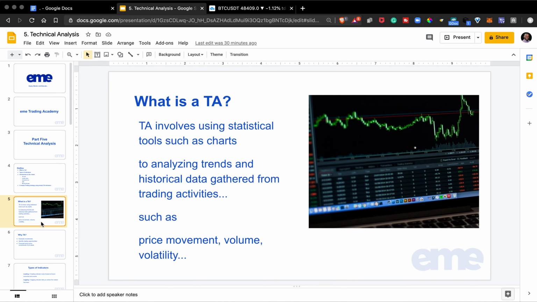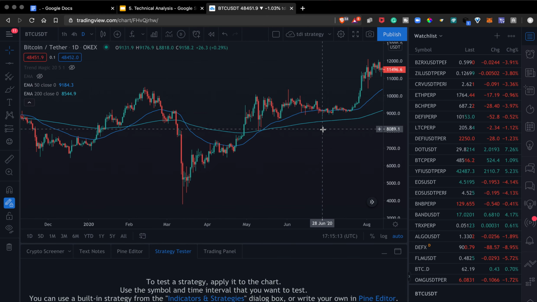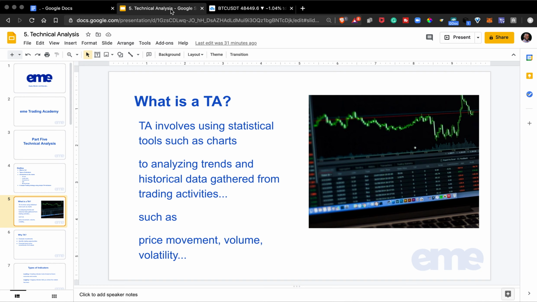All right, so what is TA? Now, TA, technical analysis, involves using statistical tools, such as charts, to analyze trends and historical data gathered from trading activities. This is an example of a chart. You can look at this chart, look at the past history of a particular asset, and use it to forecast what may happen in the future. That's what TA is all about.